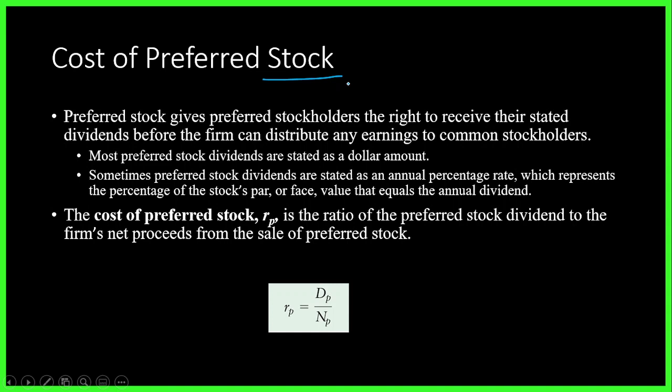Anyway, let's continue. How do you compute for the cost of preferred stock? Very easy. The formula is the dividends given to this stock, and then you have the net proceeds from the sale of your preferred stock.